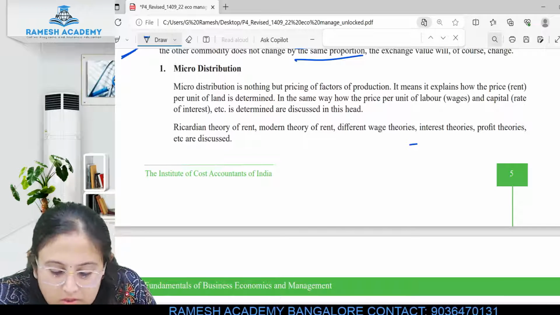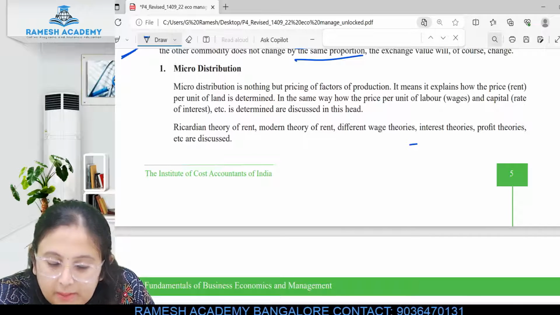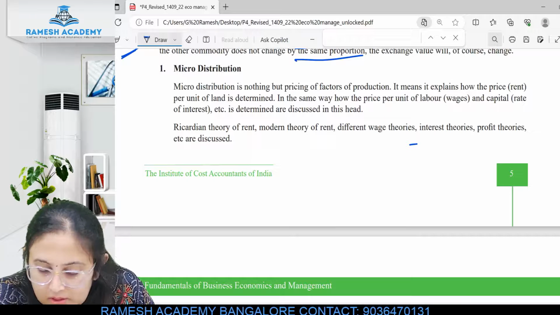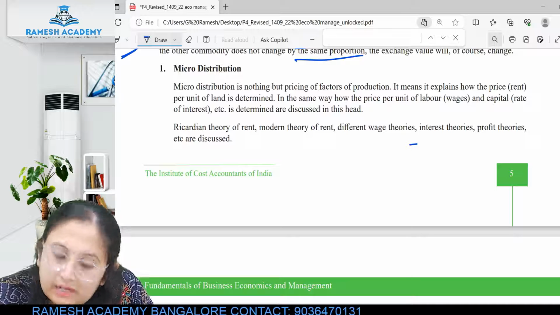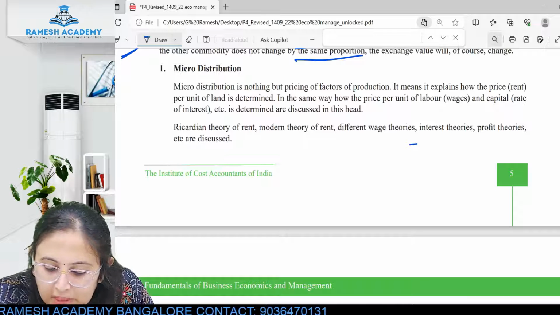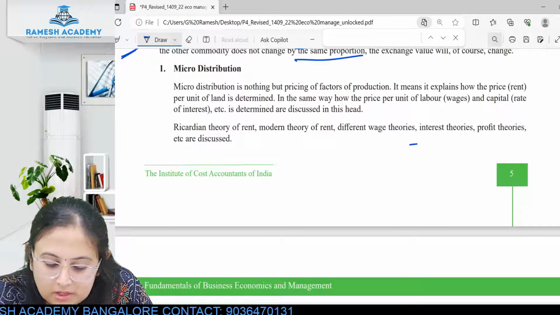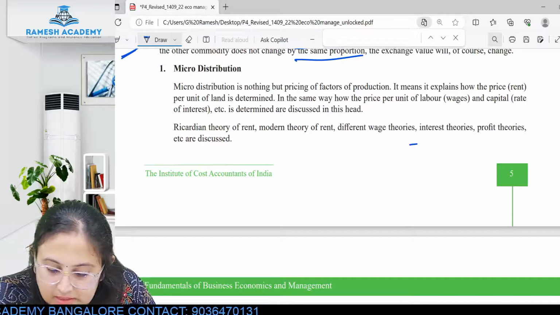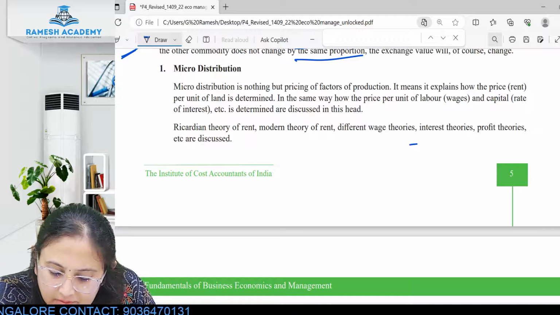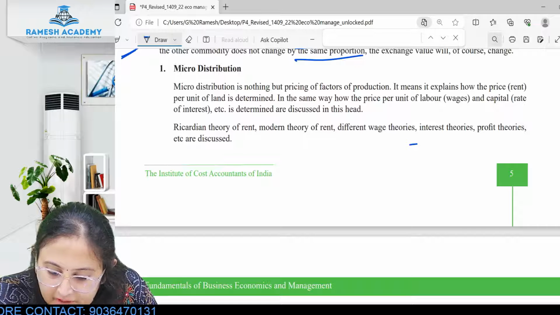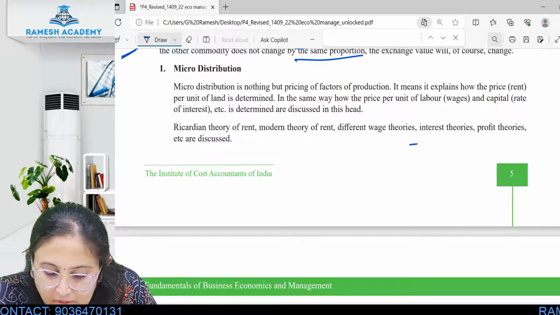Micro distribution is nothing but pricing of factors of production. That means it explains how the price, that is rent per unit of land, is determined. In the same way, how the price per unit of labor, that is wages, or capital, that is interest, is determined, are discussed in this head. So the Ricardian theory of rent, modern theory of rent, different wage theories, interest theories, profit theories, etc. are discussed.